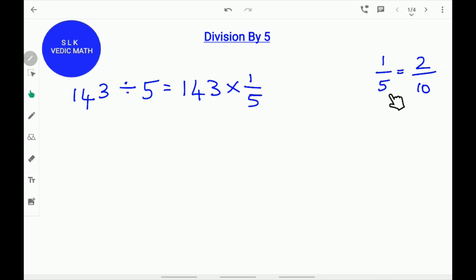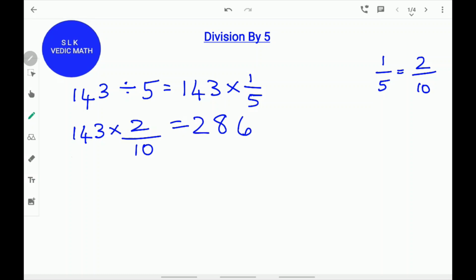1 by 5 could also be written as 2 by 10 because 1 by 5 and 2 by 10 are equivalent. So, 143 times 2 by 10. So, first multiply 143 times 2. 3 times 2 is 6 and 4 times 2 is 8 and 1 times 2 is 2. So, write down the 2. So, 143 times 2 is 286.